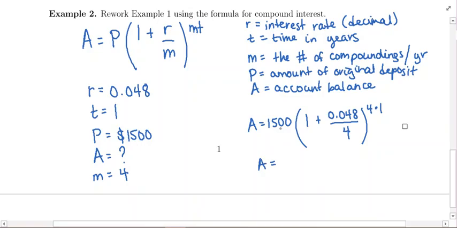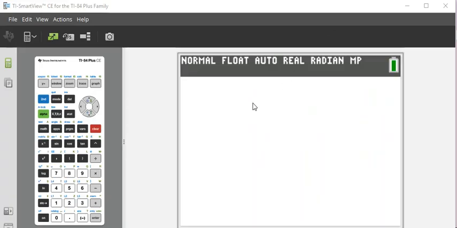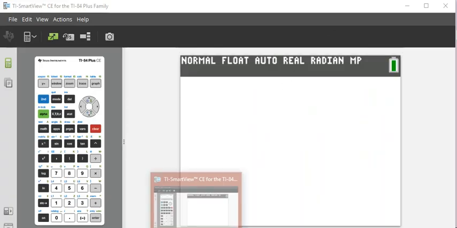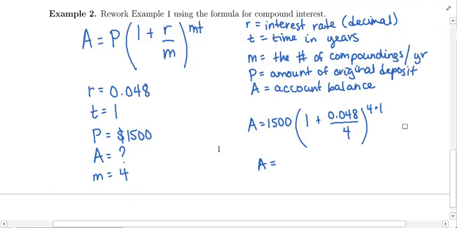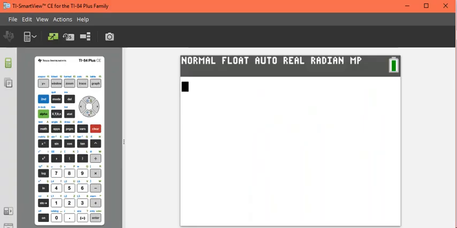I'm going to go to my calculator. If you're worried about how to put this in, basically you want to plug it in exactly like you see it. So let's do it. We're going to have 1,500 open parentheses 1 plus R over M, close parentheses. Hit this caret button right here to raise something to a power.